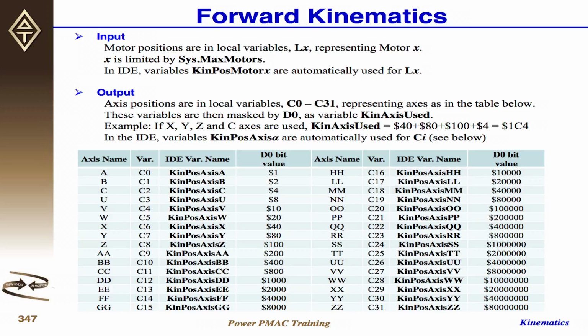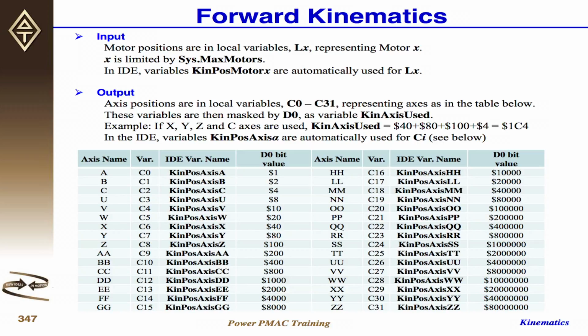Okay, in the IDE, the kinematics motors, Motor X, are automatically assigned to this Lx. That's why I say that in the kinematics setup, in the subprogram, you use the variable name instead of a variable like X, Lx, or C, 0, something like that. Okay? The output is the axis pointer. Local variable C0 to C31. Like I said, we have 32 motors in one coordinate system.